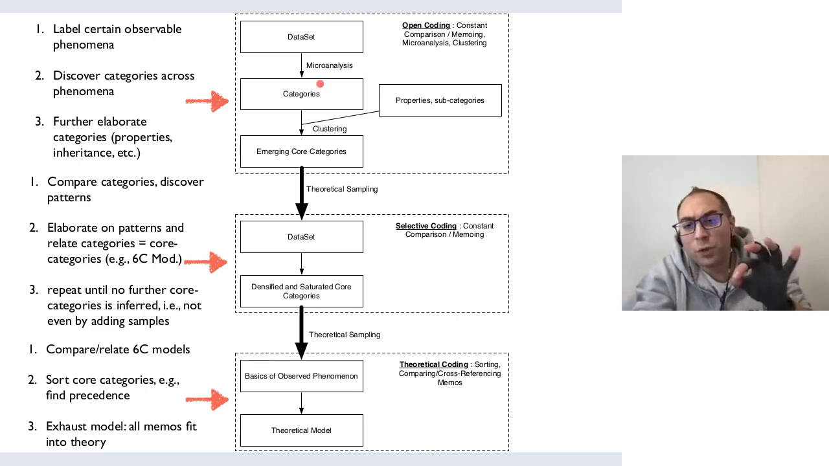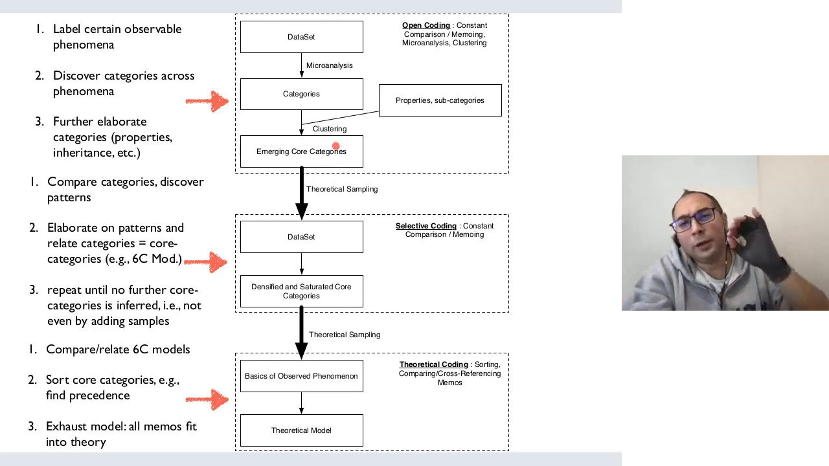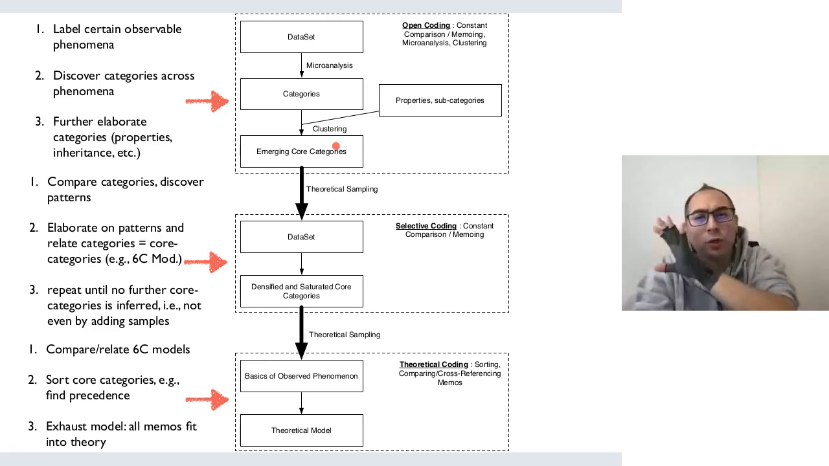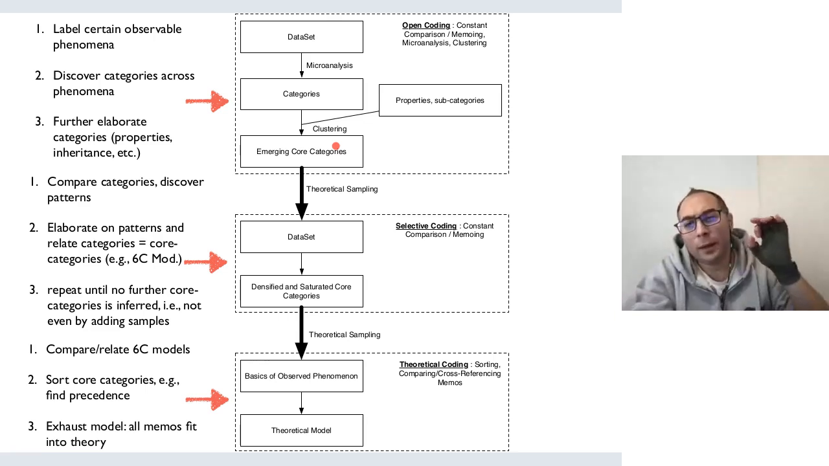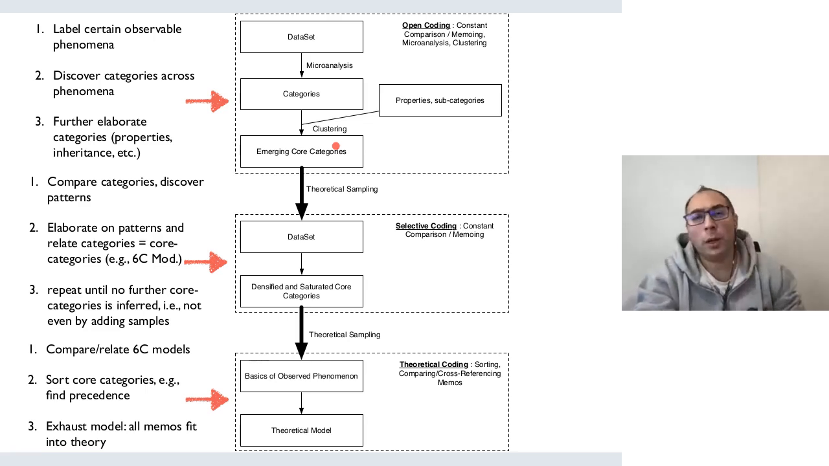Now, there are ways in which you can structure this approach. So the open coding approach. So for example, there are more structured approaches to tagging the data points themselves. I encourage you to go into the literature and take a look.